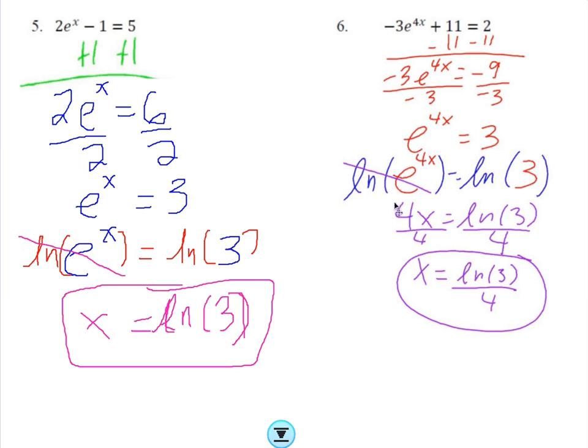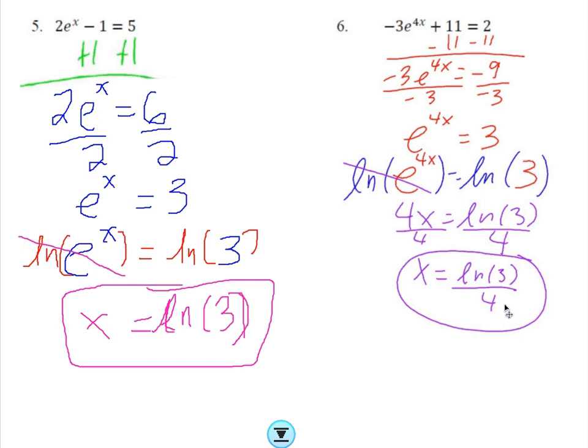ln of e to the 4x equals ln of e to the 3, because ln and e are inverses, so that's why we take the ln of each side, just like we did with number 5. The ln and the e cancel. I get 4x equals ln of 3. Need to divide both sides by 4. So final answer, x equals ln of 3 divided by 4.